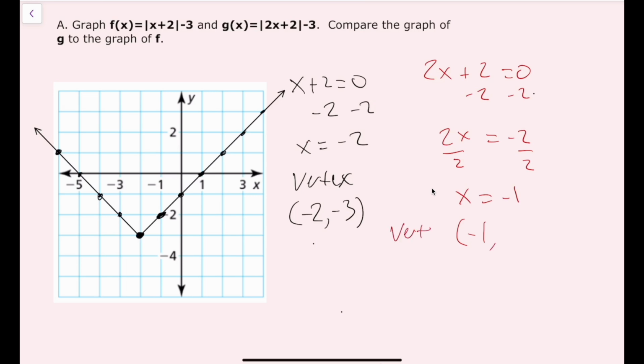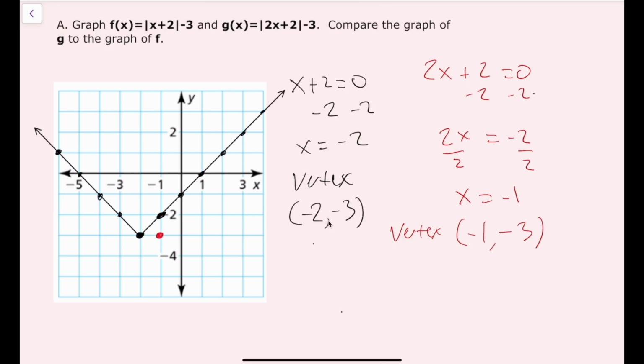Write vertex here. And then when I plug in negative 1, I know this whole thing's going to equal 0. So this whole entire absolute value thing goes away. So the only thing that's left is the corresponding y value, or g of x value, which is going to be negative 3. So the vertex value for my y value is negative 3. So I'm going to plot this point, negative 1, negative 3. That's right here.